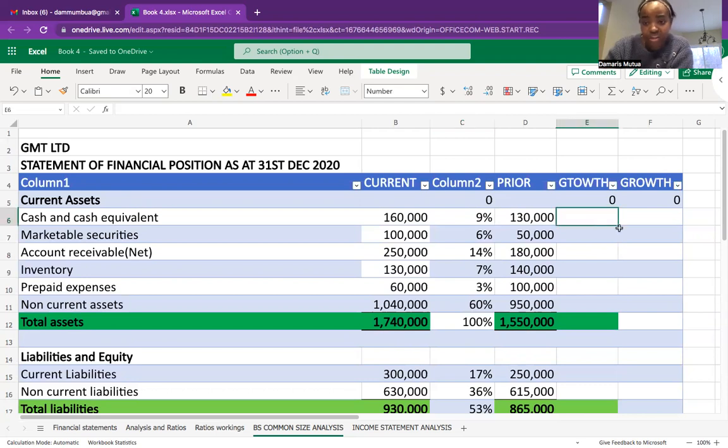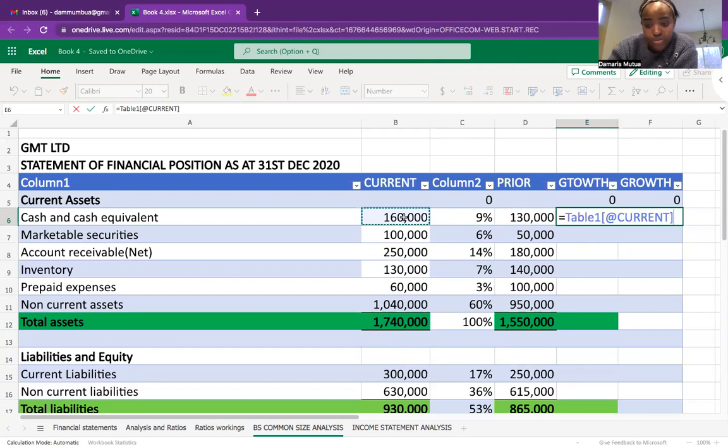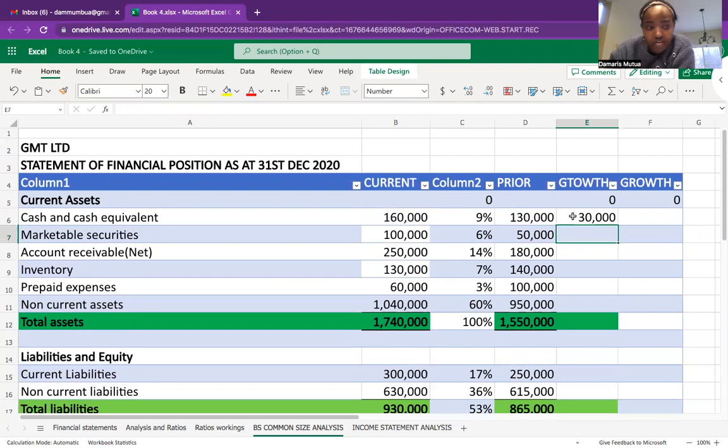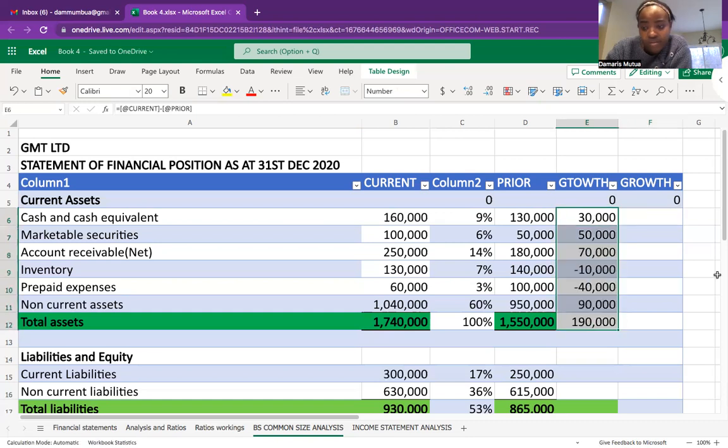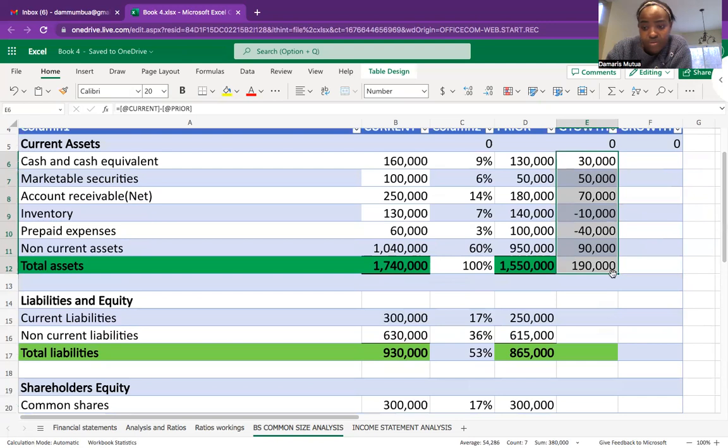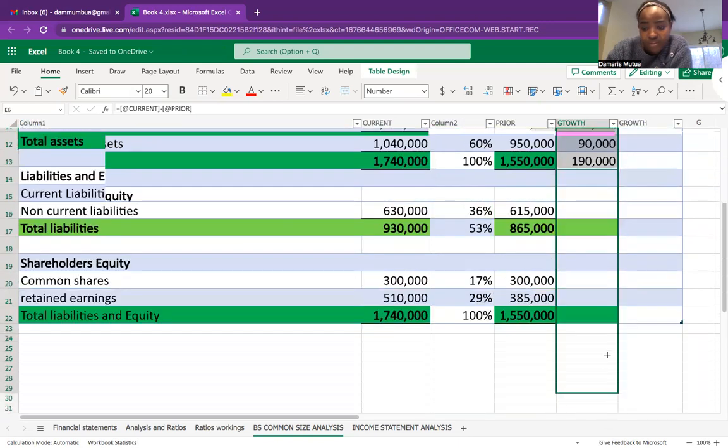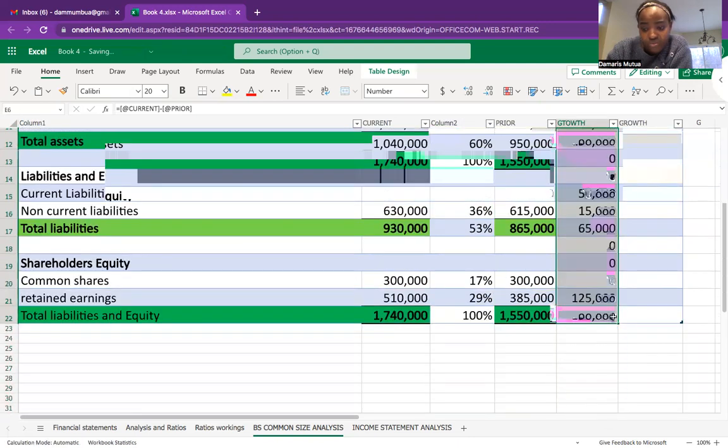Another thing, you can check the growth from one period to the other. You want to see how your assets have grown. Like our cash and cash equivalent has grown by 30,000 from one period to the other. So I'm going to get the totals all the way down to the total equity and liabilities.